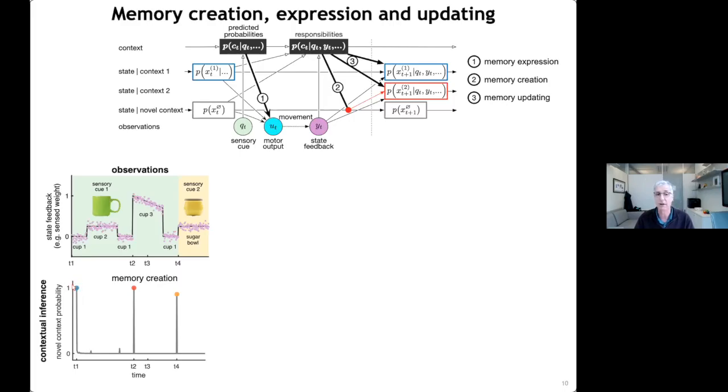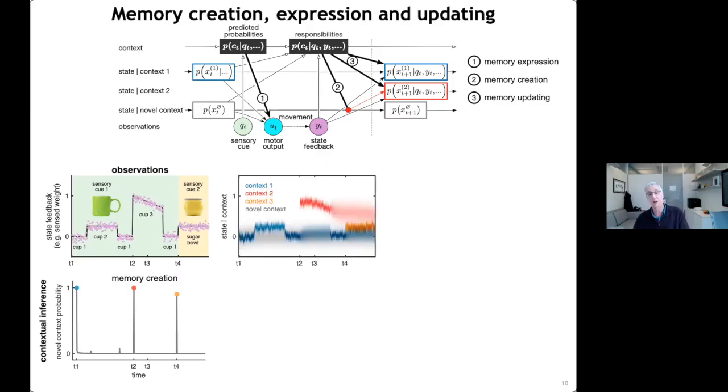So you generate a memory for cup 1 here. When you come to cup 2, it's not novel enough, in this case, to generate a new memory. When you go to cup 3, you generate a new memory. And interestingly, even though the sugar bowl weighs the same as cup 2, because it has a different sensory cue, you generate a third memory. So over the course of this experience, you've generated 3 memories. And every time you generate a new memory, you have to track the state of that memory in a fully Bayesian way.